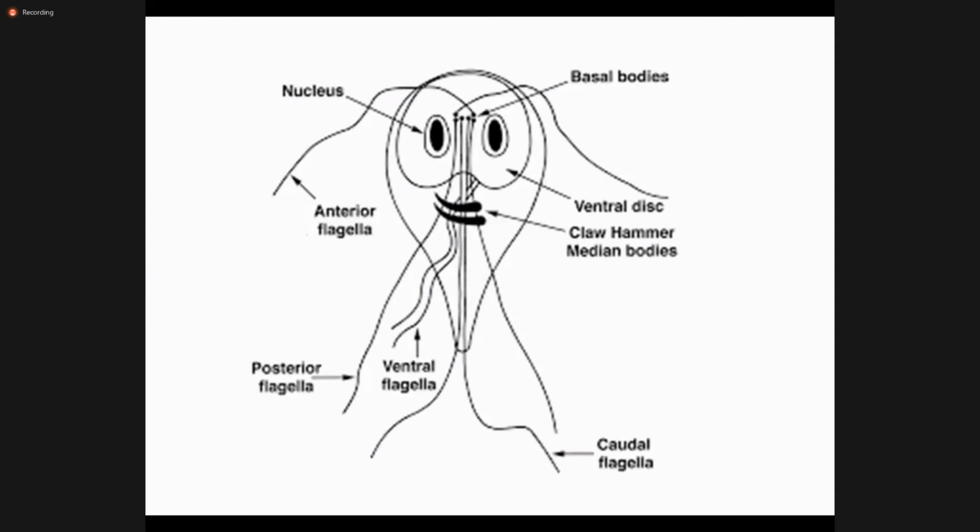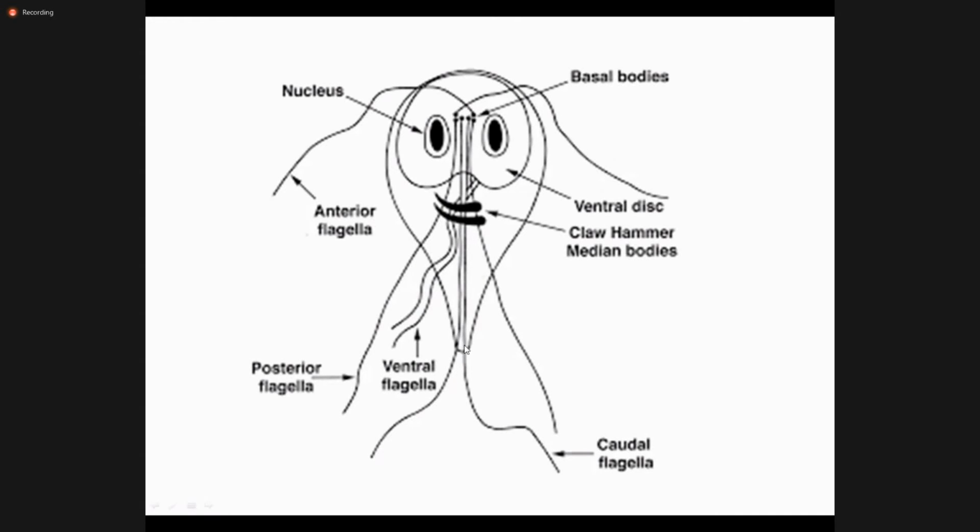This is the structure of the trophozoite. Here it has 2 anterior flagella and 2 posterior flagella. Then it has a claw hammer-shaped median body. This is the caudal flagella. These are the nuclei, and this is the basal body.